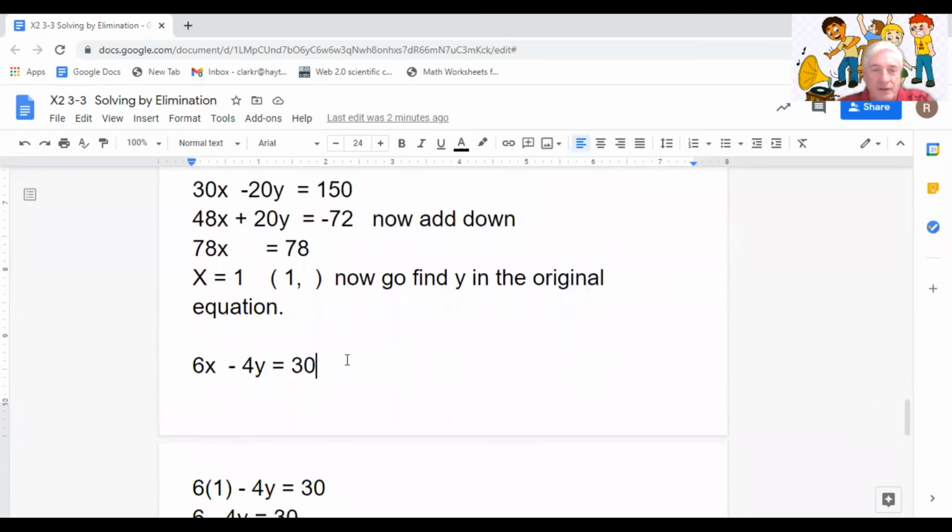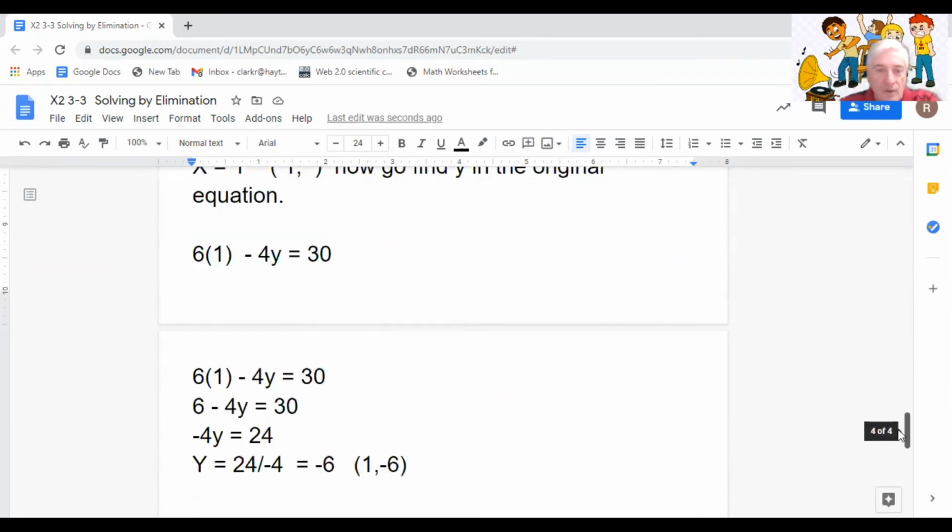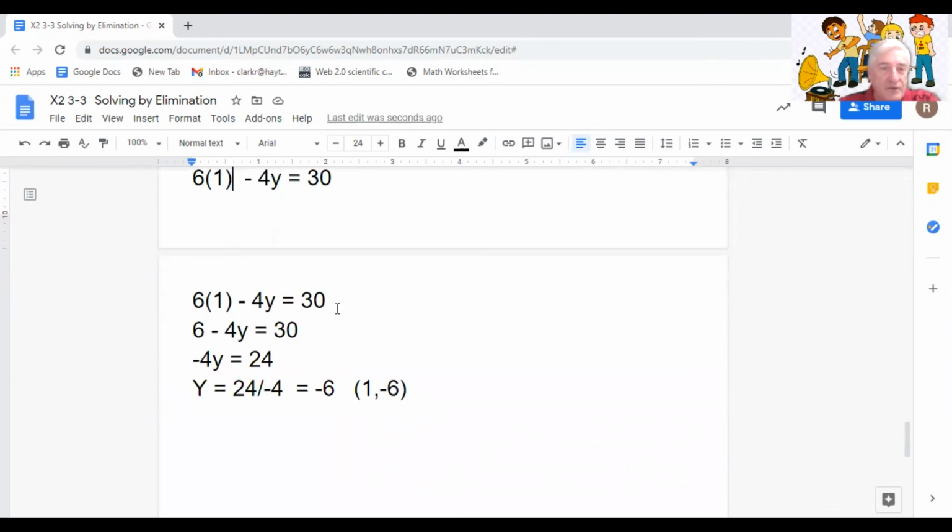I bring that one down, and I'm going to put a 1 in for X. I substitute the x for 1, and I get 6 minus 4y equal 30. So 6 minus 4y equal 30. We are going to subtract 6 from both sides. Yeah, I know you know this is algebra 2. You know that. But in algebra 1, I actually tell them that. So I get minus 4y equal 24. So 1y equal minus 6.